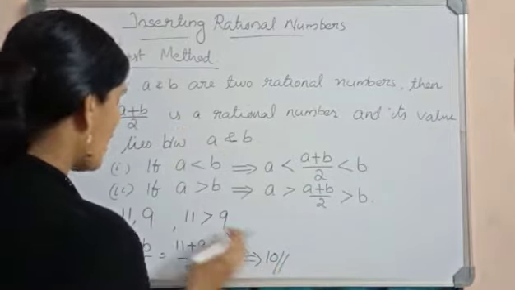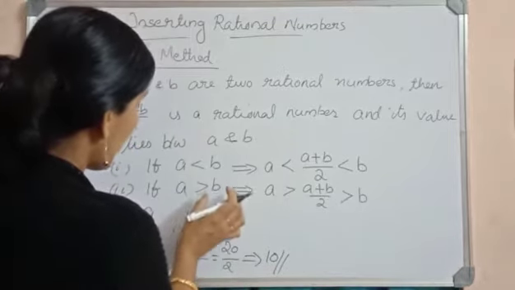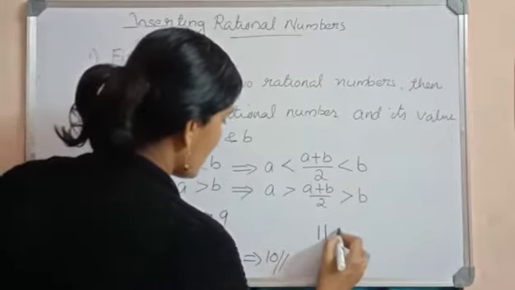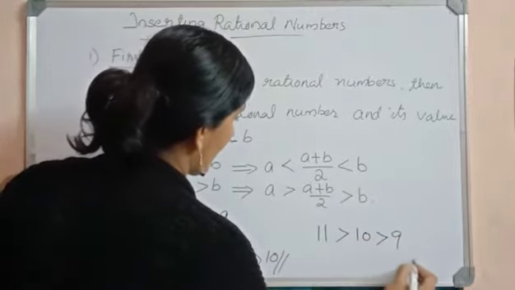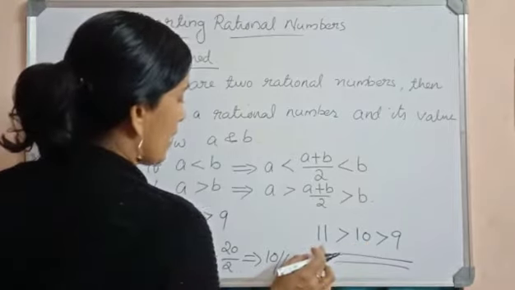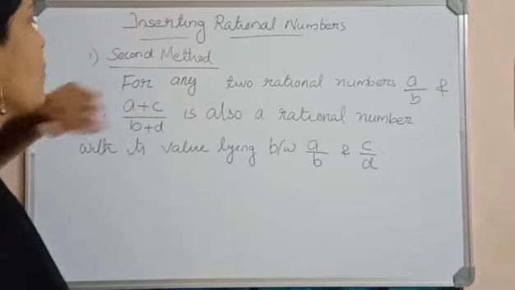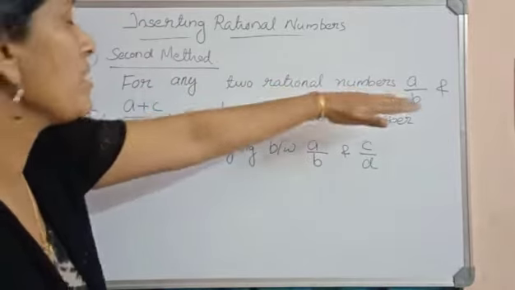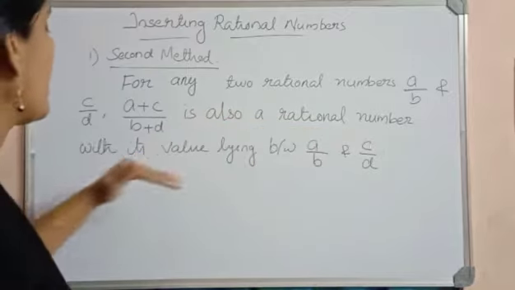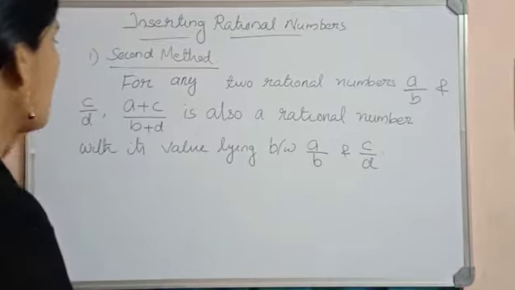Now see, 10 is lying between 9 and 11. So here the second condition is satisfying, that is a is greater than b. Therefore we can say that 11 is greater than 10 is greater than 9. So the rational number we are getting is lying between the given two numbers. The second method says that for any two rational numbers a by b and c by d, (a plus c) by (b plus d) is also a rational number with its value lying between a by b and c by d. So this is the second method.